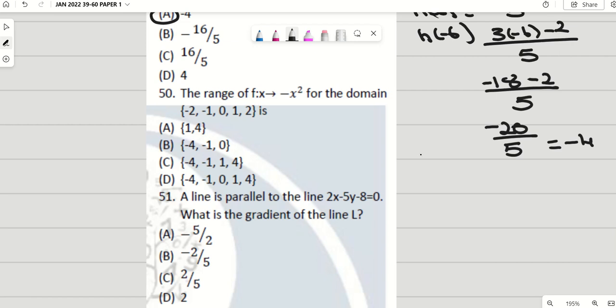Let's look at number 50. The range of f of x is minus x squared. So f of x is equal to minus x squared. For the domain just means the x values, right? The x values is this. So they want to know what's the results of putting minus 2, minus 1, 0, 1, 2. So if we put f of minus 2, this will be minus by minus 2 all squared. This is going to be 2 by 2 is 4, so it's minus 4. So you're looking for one that has minus 4. So A is out, right?